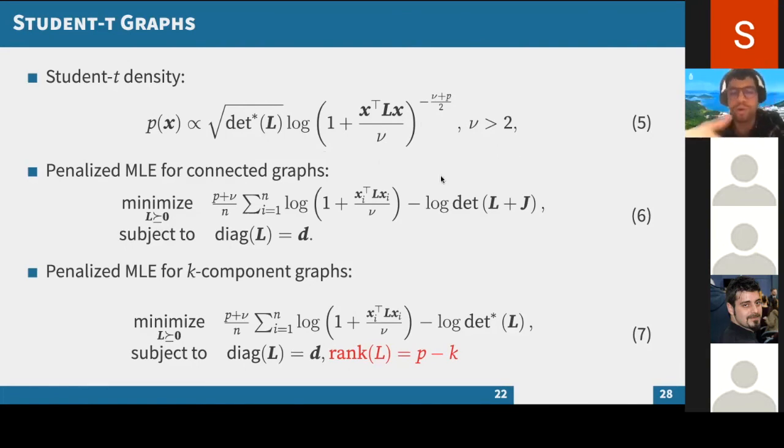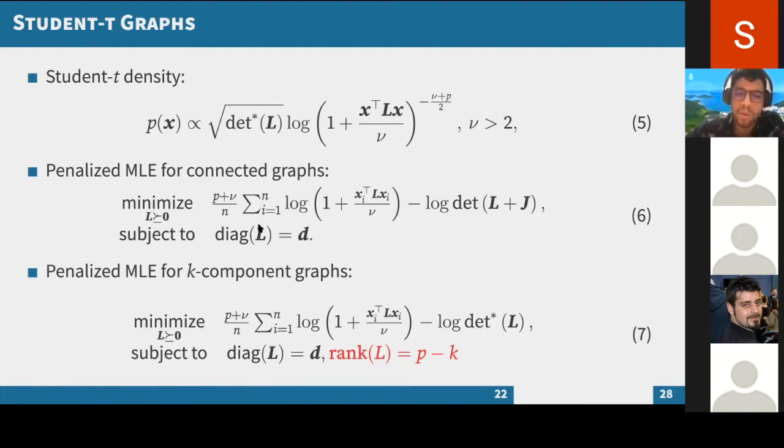So if we work out the maths, we can formulate the maximum likelihood estimator as this optimization problem here, which is possibly non-convex. We have a concave term here, minus log the determinant. It's actually convex, but we have this concave component here, so in general it's going to be non-convex.